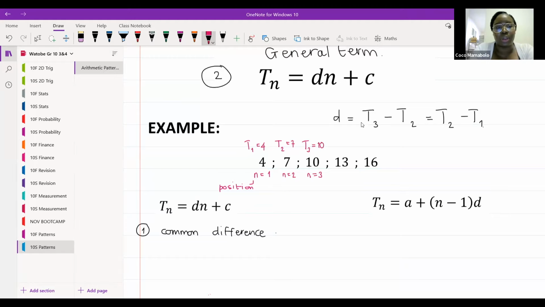Hi, Rulani. What's going on? Hi, ma'am. We didn't start this in class, so I'm asking if you can please explain the formulas, what T, D and C stand for. I'm about to jump straight into that. Okay, my sweetie. Actually, let me do that now.